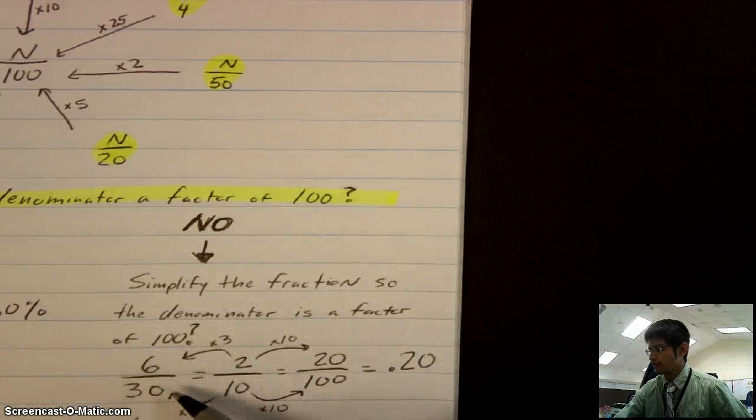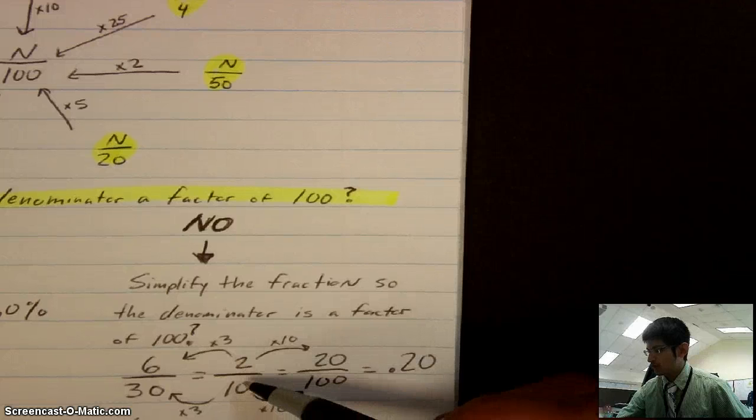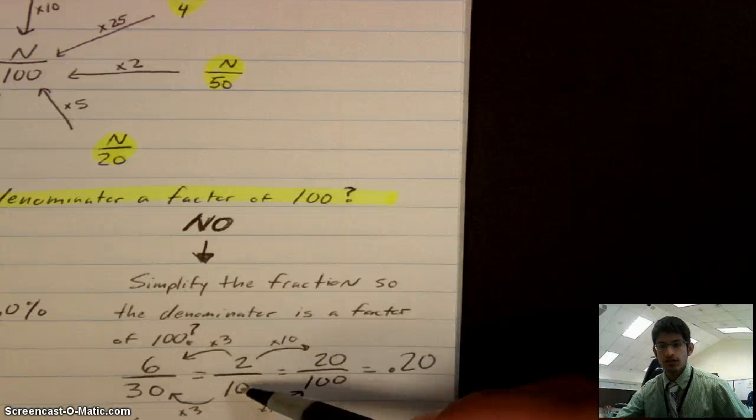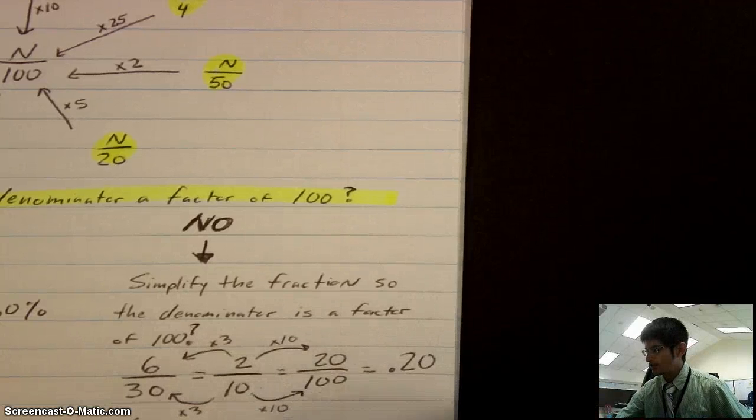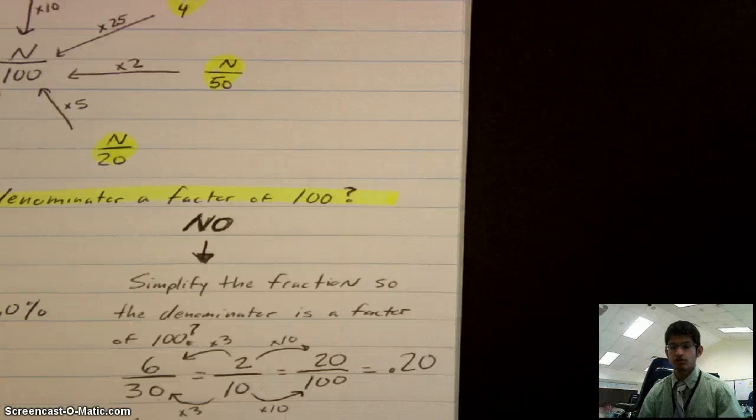So for 6/30ths, I can simplify 6/30ths to be 2/10ths. And so if I make this a tenth, I know that 10 is a factor of 100. So then I can multiply 10 times 10 is 100, and 2 times 10 is 20. And that would give me 20 hundredths.